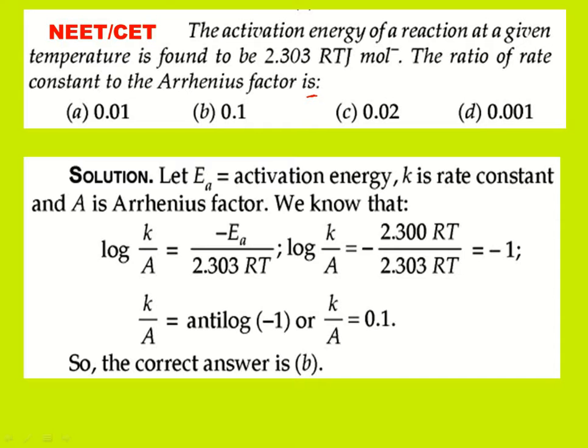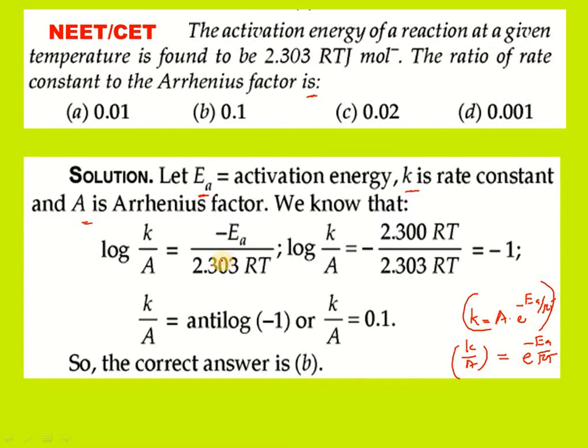See, activation energy is EA, K is the rate constant and A is the Arrhenius factor. You know that the relation between all these things is K is equal to A into e to the power of minus EA by RT. For this, they have taken the logarithmic form. In this equation, log K by A is equal to minus EA by RT.